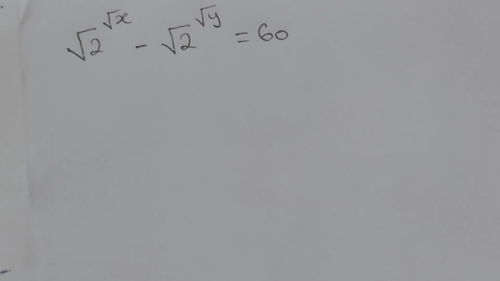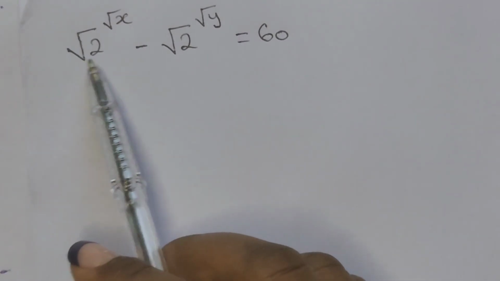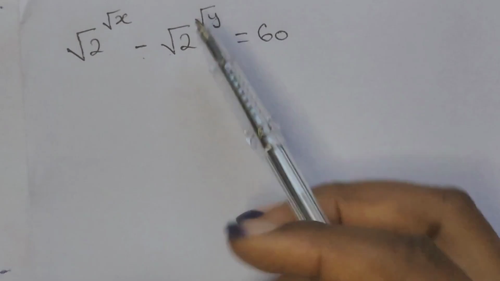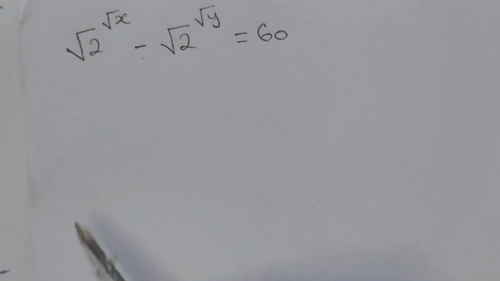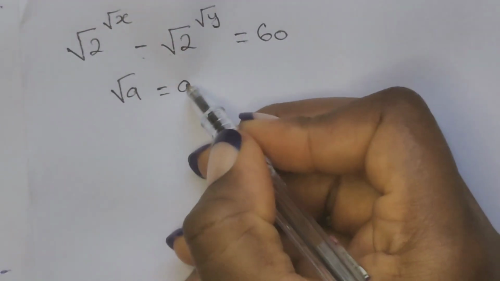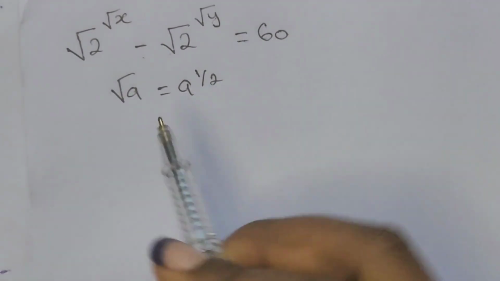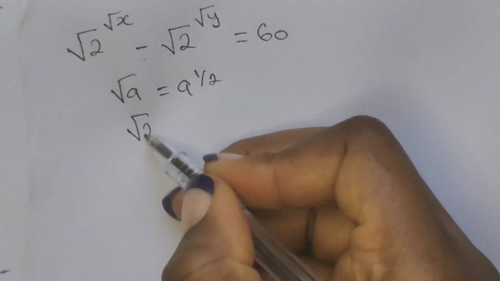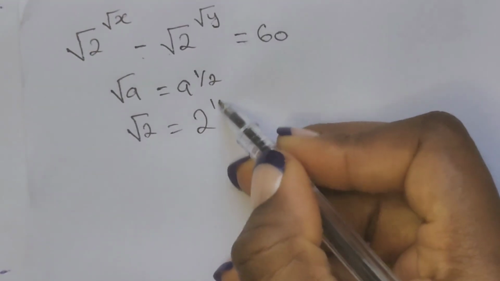So today I want to resolve this problem. We have root 2 to the power of root x minus root 2 to the power of root y all equal to 60. But let's recall, when we have root of a, this is the same as a to the power of half. So this root of 2 is the same as 2 to the power of half.